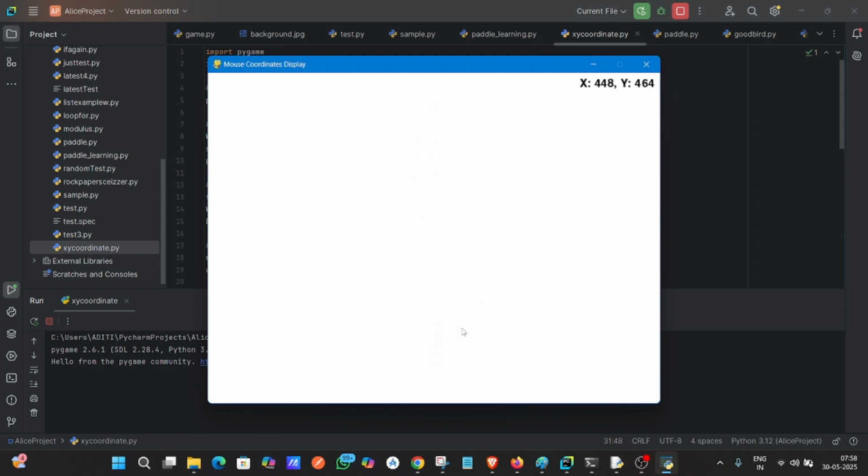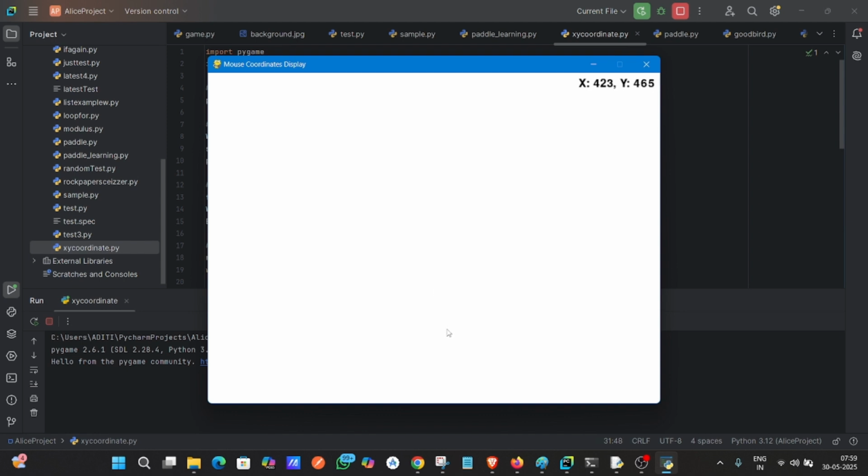Suppose you want to move left in the x direction, what should you do? You should decrease the x coordinate. Whenever you move to the left, the x coordinate decreases. Now again, I'm at the center. If I want to move to the right, I should increase the x coordinate. If I want to move at some angle, x and y both should be increased. If I want to move straight down, only y will increase, x will remain constant.